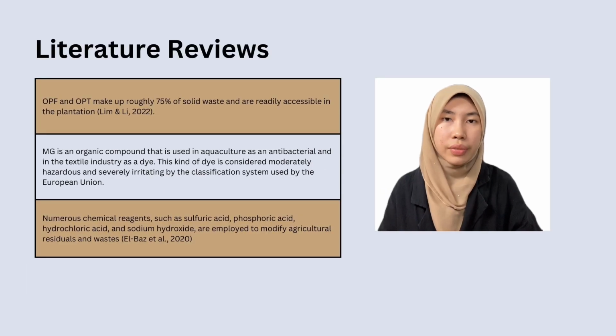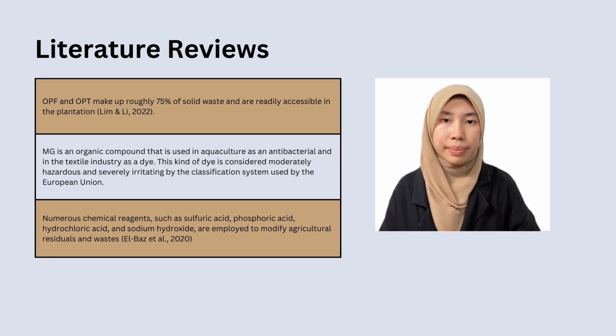For the literature review, the oil palm trunk is a lucrative crop in the tropics and a major industry in its own right. According to Lim and Lee 2022, oil palm trunks make up roughly 75% of solid waste and are readily accessible in plantations. Several studies have been conducted to investigate the feasibility of transforming this abundant and renewable biomass into high value end products with numerous potential applications.